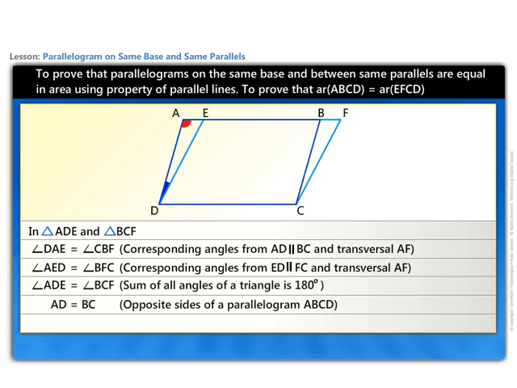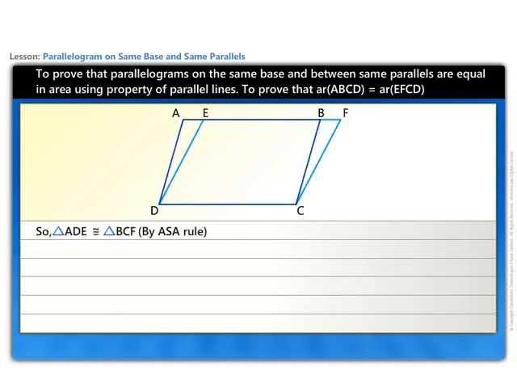We know that if two angles and an included side of one triangle are equal to two angles and an included side of the other triangle, then by ASA criterion, the two triangles are congruent. So, here triangle ADE is congruent to triangle BCF. Therefore, area of triangle ADE is equal to area of triangle BCF, as congruent figures have equal areas.